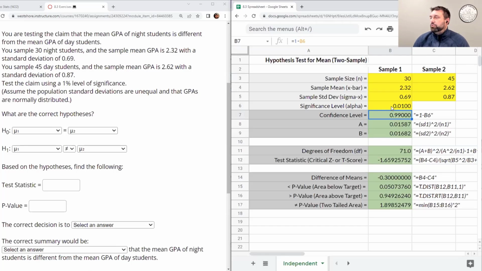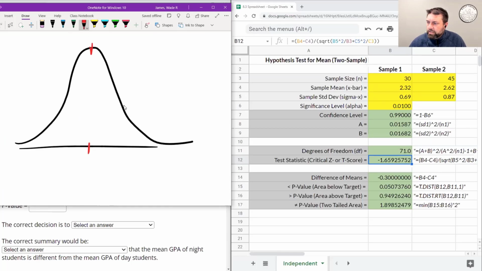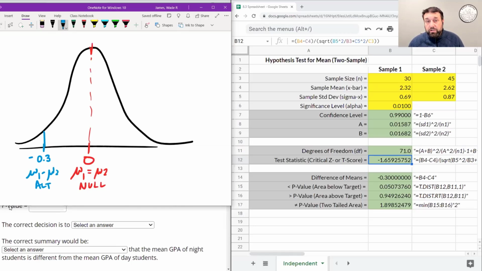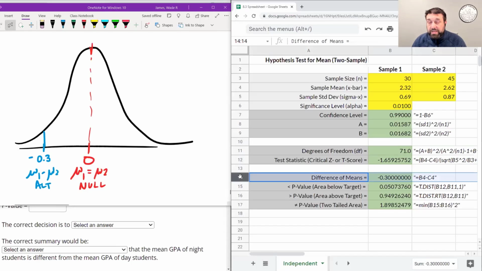There we go. So here's our confidence level. Here is A and B and our degrees of freedom and our critical test statistic. Our null is that there is no difference. Mu1 minus mu2 is 0. This is our null hypothesis. Our alternative hypothesis is that there is some difference between them. And we found that there is actually a difference. It's over here at negative 0.3. This is our alternative hypothesis, the difference in those two means. That's why we got row 14, the difference of the means.